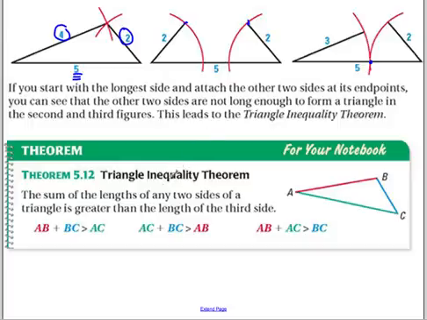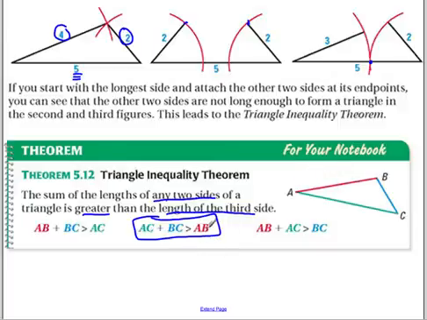Basically the idea is that the sum of the lengths of any two sides of a triangle has to be greater than the length of your third side. So there are actually 3 of these. The one that makes the most sense to me is this middle one. Okay, I think the first one is pretty obvious. AC looks like it's probably the longest side. Maybe AB is, I'm not really sure.